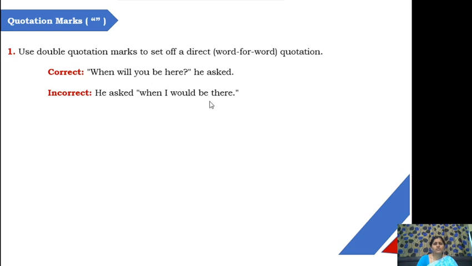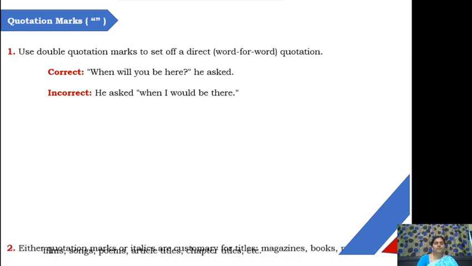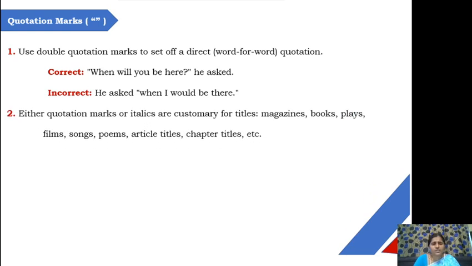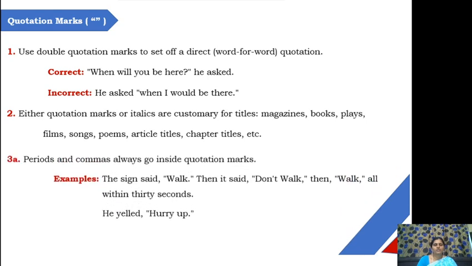He asked when I would be there. These are indirect words; we have changed the speech. Here, this is the right form. But when we change that into indirect speech, there is no need of using quotations. Either quotation marks or italics are customary for titles of magazines, books, plays, films, songs, poems, articles, chapter titles, etc. When you are trying to refer to titles of magazines, books, plays, we put them in quotations.